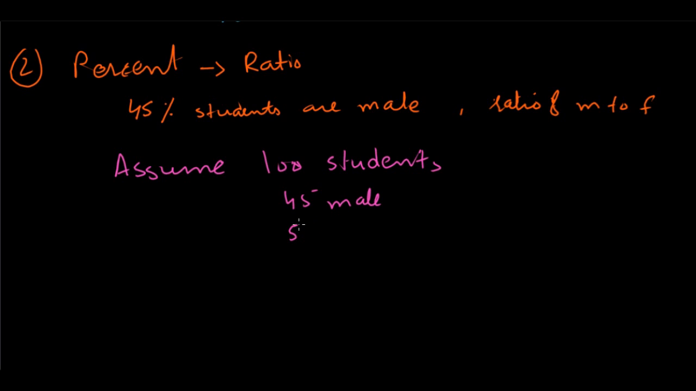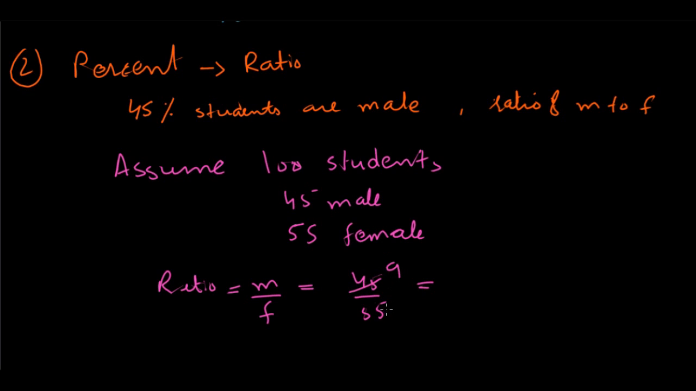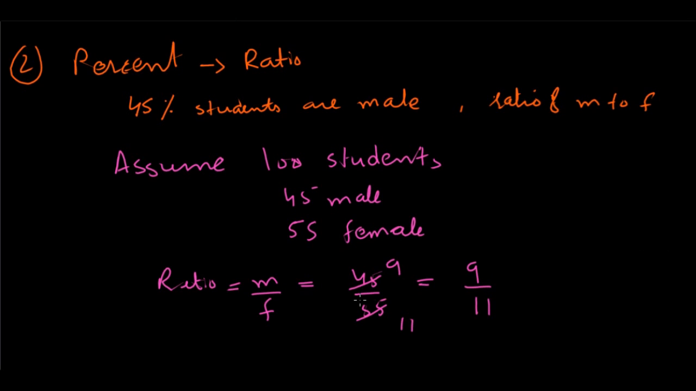My pen is having trouble today. So 55 students are female. Okay, so now the ratio is simple to write. So ratio of, I want to find male to female, so that would be 45 to 55, which I can simplify to, so 5 times 9 gives me 45, 5 times 11, so I get 9 over 11. Okay, pretty simple and straightforward, I hope so.